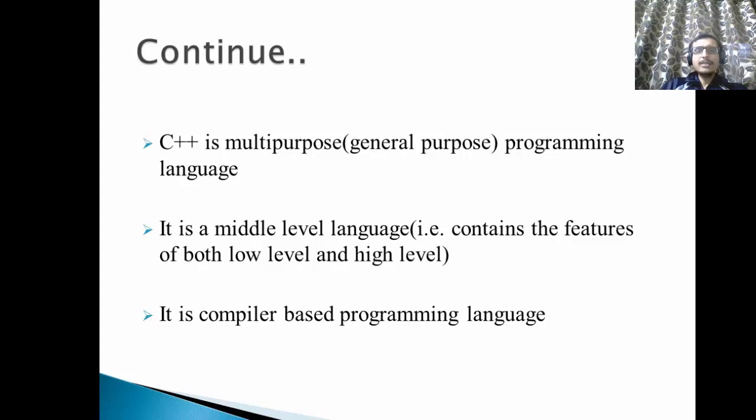It is a compiler based programming language. It means that if we are writing a program or a source code, then this source code must be converted into an object code or a machine code that our CPU understands. The whole source code is converted into an object code, as you have seen in the C programs. In a similar way, the programs of C++ are also compiler based. First the object code is generated and then the executable code is generated.